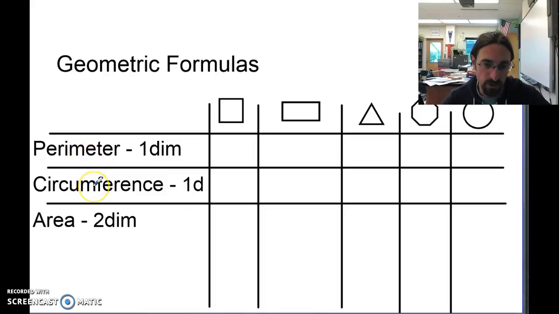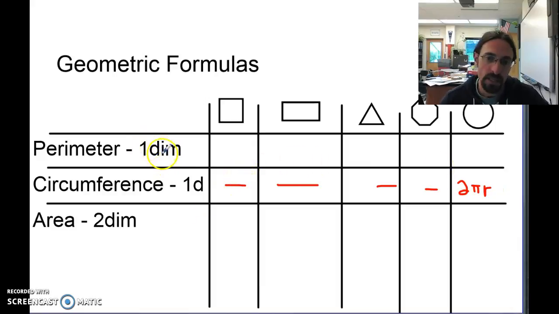When we talk about circumference, that is specific only to a circle. Everything else has a perimeter, so I'm just going to put little slashes through there. And let's just do that. Circumference is what? 2 times pi times the radius. Or sometimes people say, oh, isn't it just diameter times pi? Well, it is, but that's 2, twice the radius.